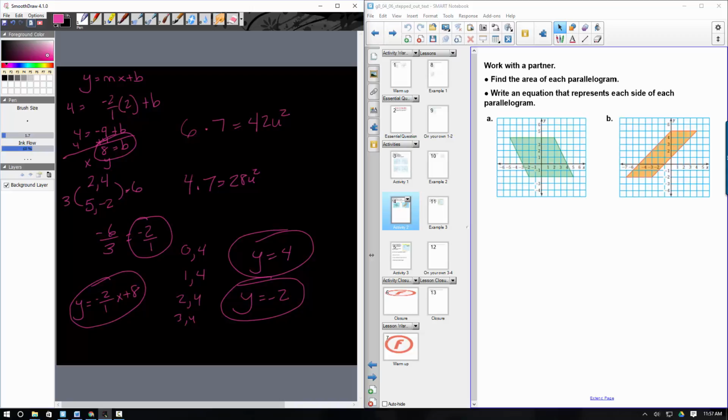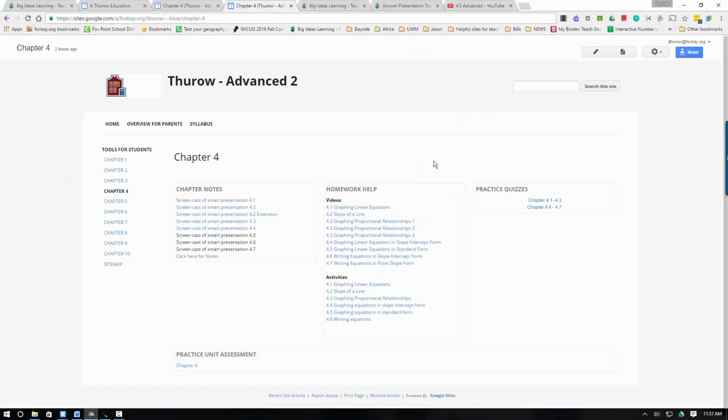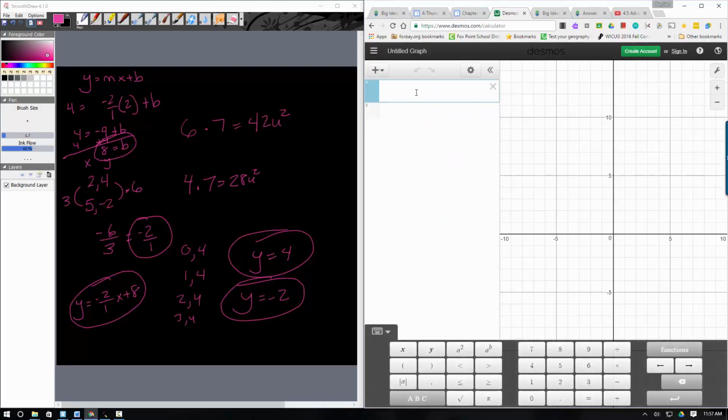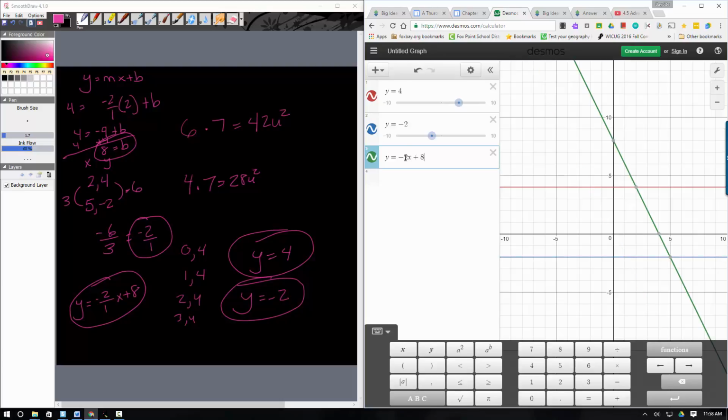All right, and then my final one, and I just want to write this all down. In fact, let's open up a Desmos program real fast. I want to show you something kind of cool. Go off to the side. So Desmos, and I'm just going to graph out these things that we just did. So I'm going to say y equals 4. I'm going to say y equals -2. And then I'll say y equals, we just said it was -2x plus 8.